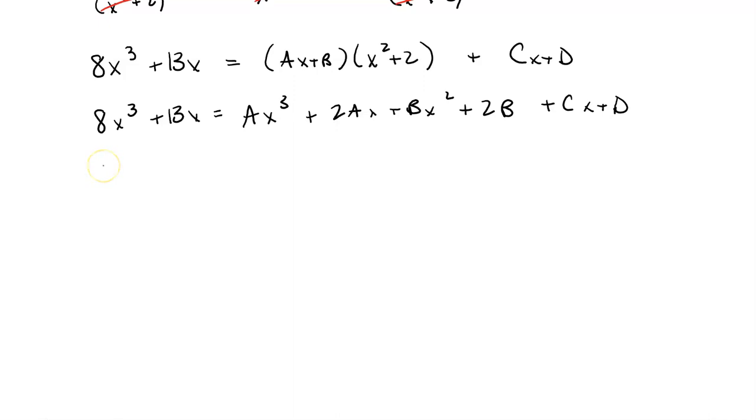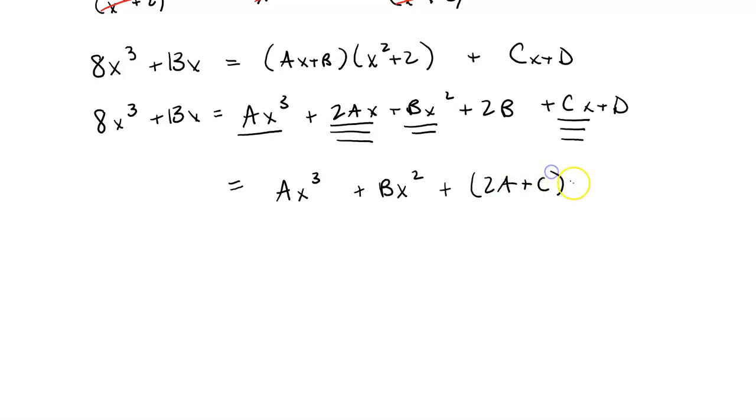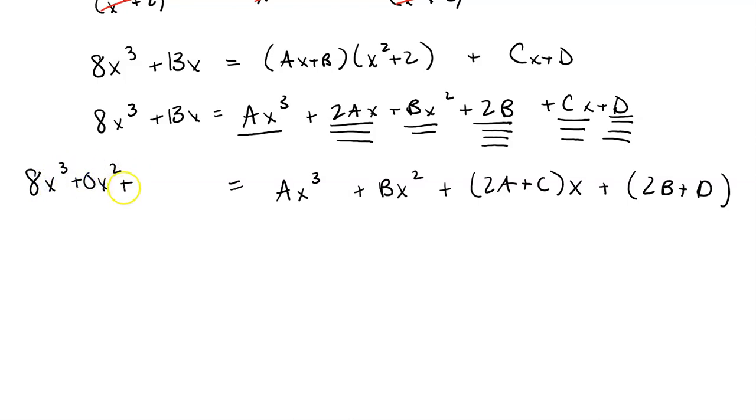So now I'm going to collect the like terms. I notice I just have the 1Ax cubed. I've got the 1Bx squared. I've got 2Ax and Cx, so we'll factor the x out of that to be (2A plus C)x. And then as far as constants go, and I mean constants with respect to x, we have 2B plus D. On the left-hand side, I notice that I'm missing the x squared term and the constant term, so I'm just going to fill in zeros for that.